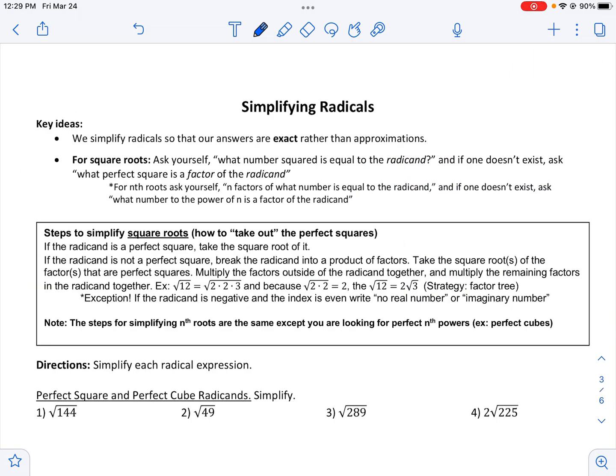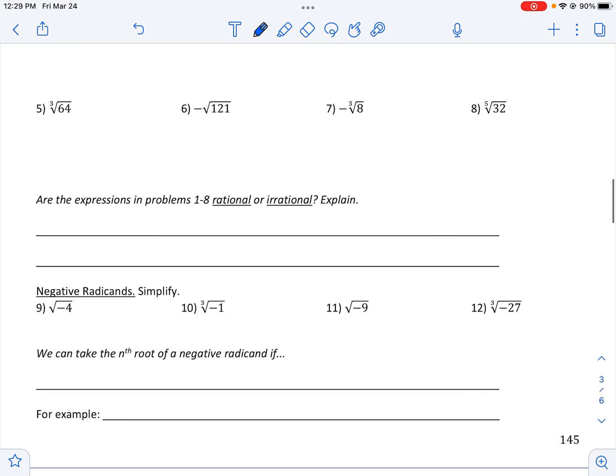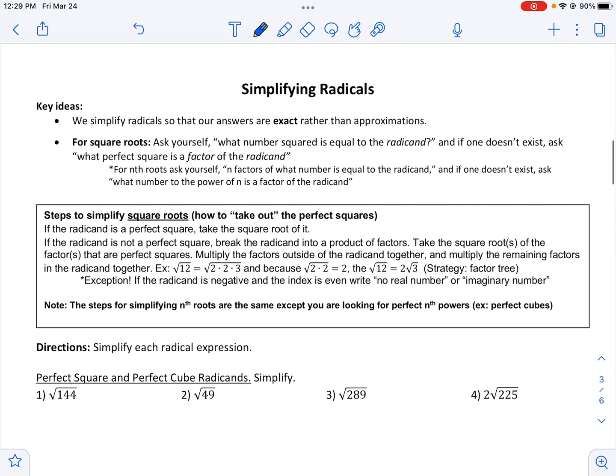So let's open up our notebook. This year it is on page 145, but if you are in a future year watching this video, it might be on a different page. I'll let you read this top part, but essentially simplifying radicals keeps our answers exact rather than approximations.